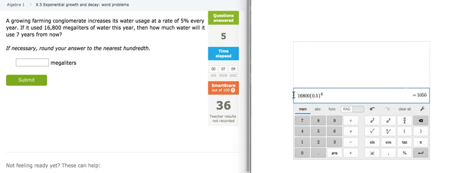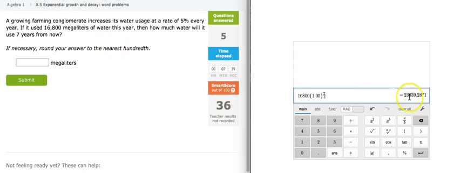So 16,800 megaliters increases by 5%. So we're going to go 1.05. Oops, 0.5, bud. Now let's see here. That happens every year. How much will it be in 7 years? Okay, there's my exponent. So not too bad. Keep it as an exponent. All right, so starting amount, growing by 5% every year for 7 years.